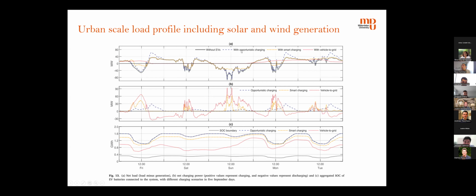And if we have opportunistic charging, we reduce the excess generation here, but then we actually make the peak load worse. And with smart charging, we decrease the excess generation more significantly, but then we don't improve the net load. So there is no net load reduction. It's the same as without EV, for example, the maximum.